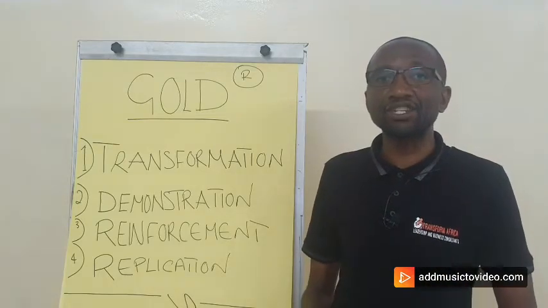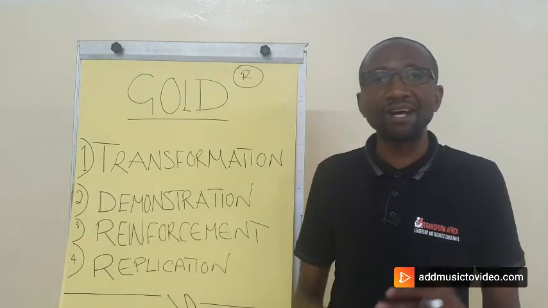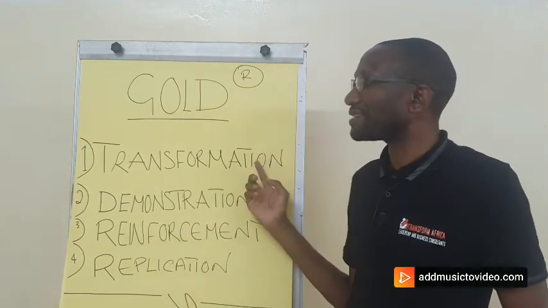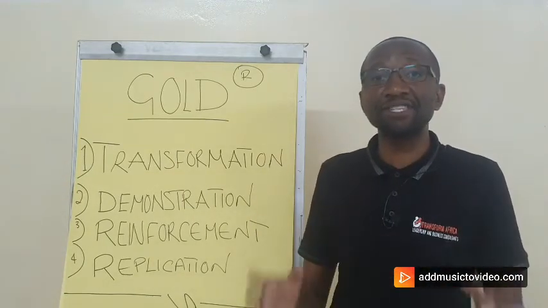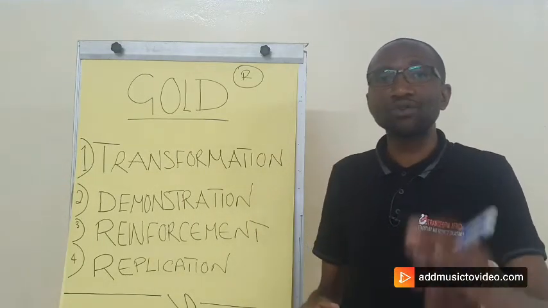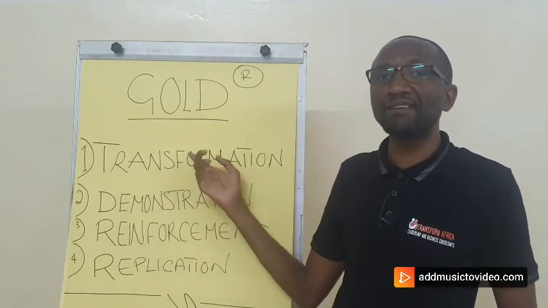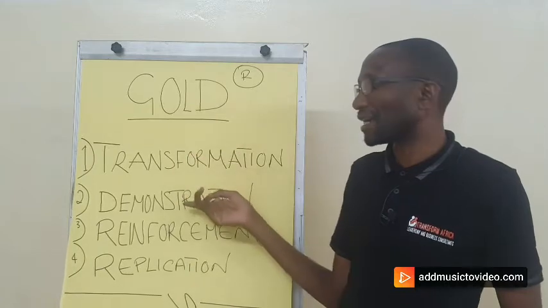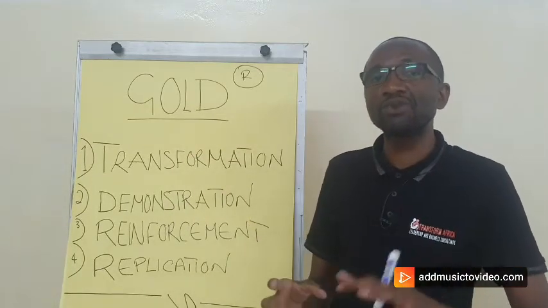Then the second stage is what we are calling the demonstration stage. Now at this stage, once you have started influencing the thinking, the philosophies, the belief systems of your leaders, then you start helping them to practice the principles which they have learned at the first level. So at this stage, it's action. You put your principles into action.